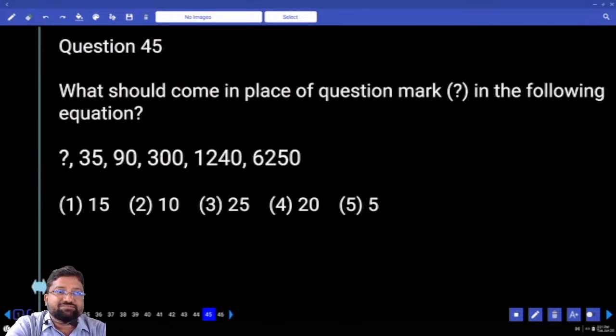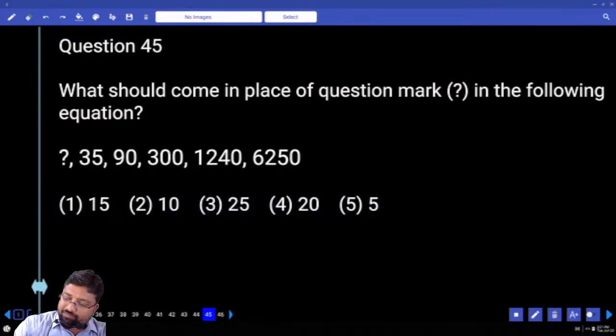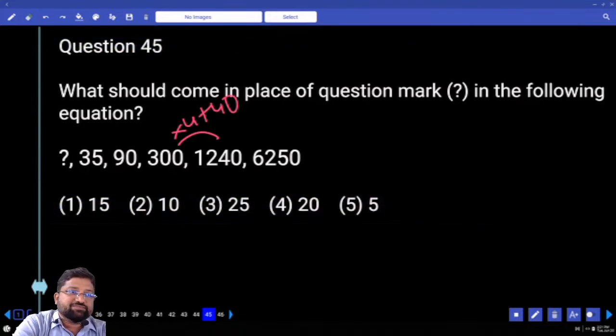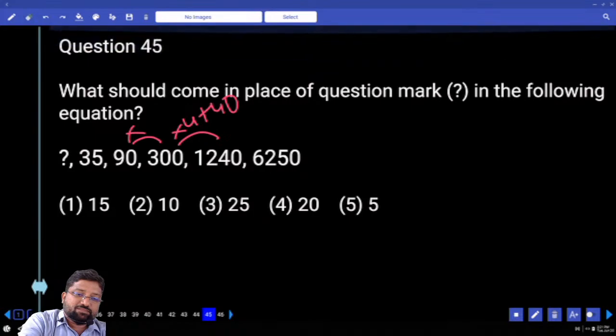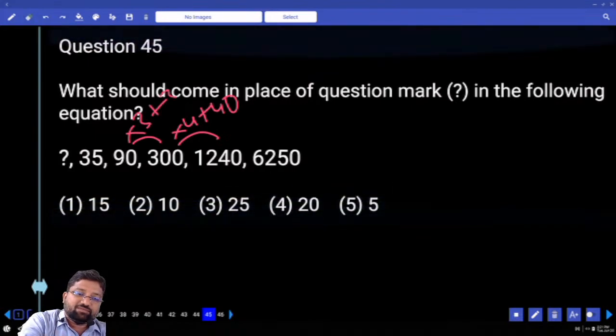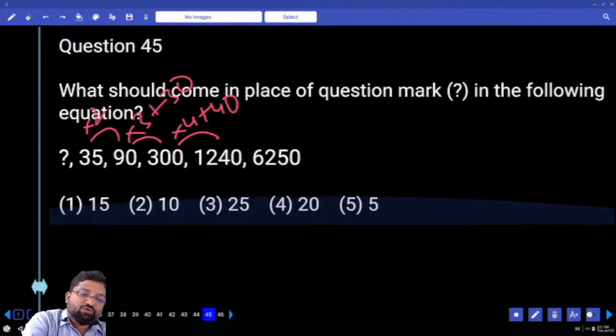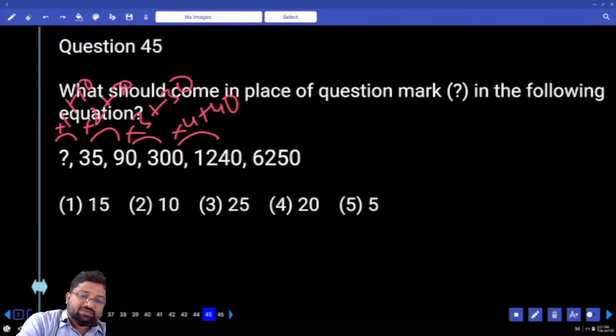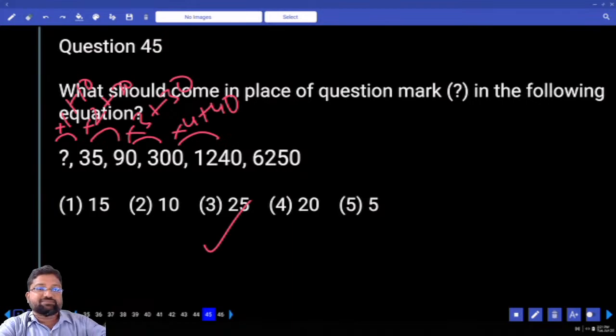Increasing or decreasing? Huge increase or gradual increase? So I think this is best. Can I say this is into 4? Into 3, into 2 plus 20, into 1 plus 10. What will be my answer? 20. Clear?